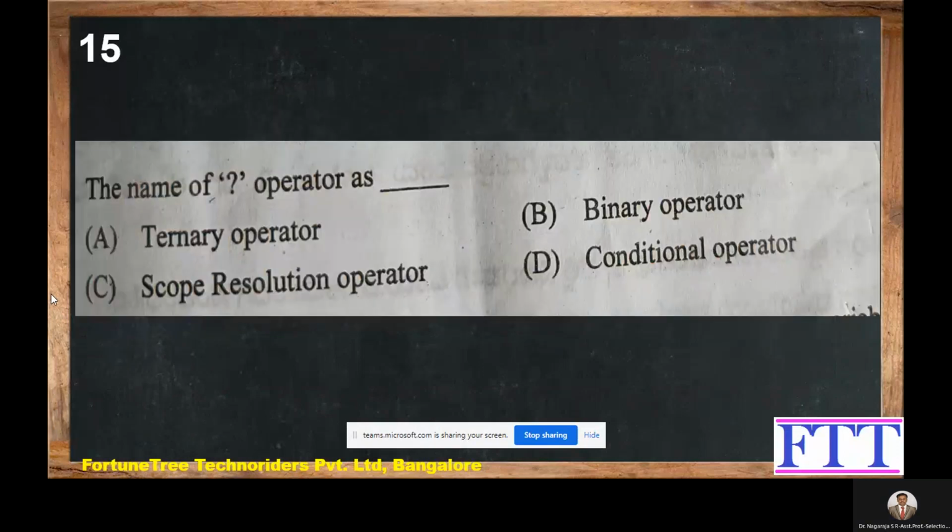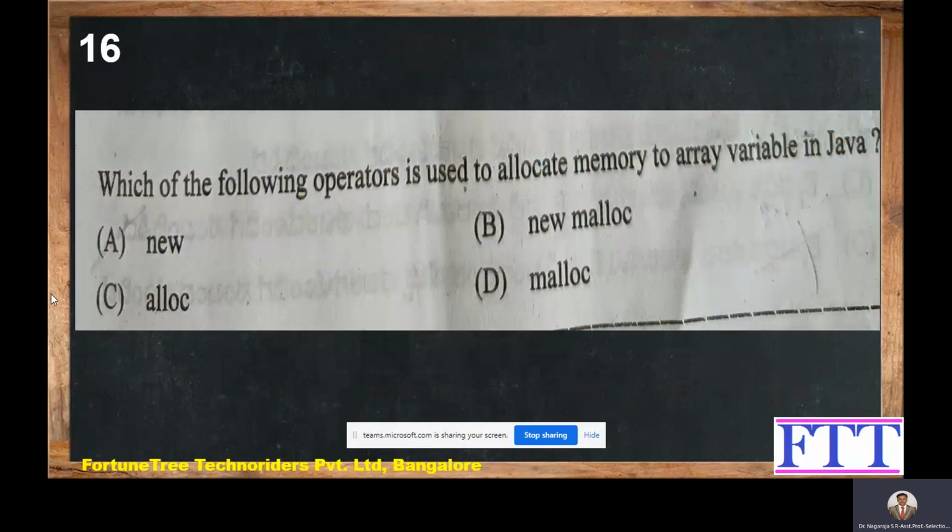So 15th question, the name of the question mark operator: option A, ternary operator, option B, binary operator, option C, scope resolution operator, option D, conditional operator. So the right option is option A, ternary operator. Next, we'll move to the 16th. Which of the following operators is used to allocate the memory to an array variable in Java? Option A, new. Option B, new malloc. Option C, alloc. Option D, malloc. So here the right option is option A, new.